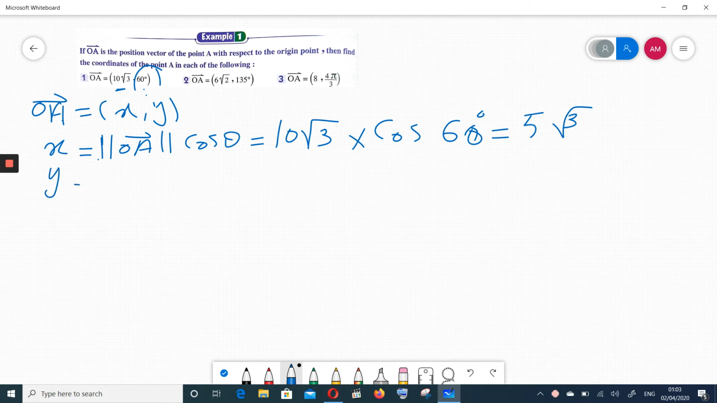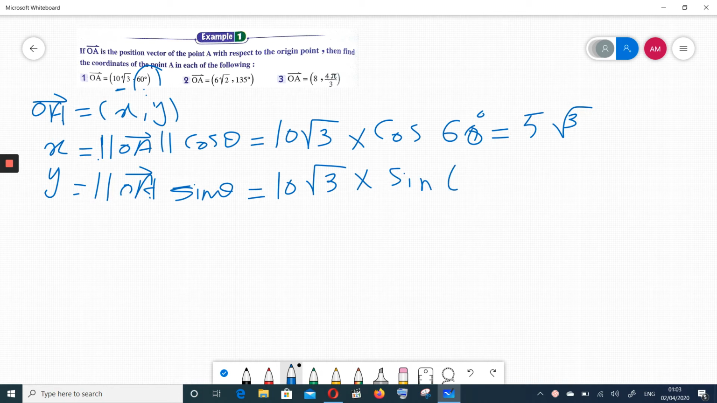What about finding the value of y? With the same method, it is the norm of vector OA times sine theta. This norm is going to be square root of 10 square root of 3 times sine 60. By using the calculator, the answer is going to be what? 15.